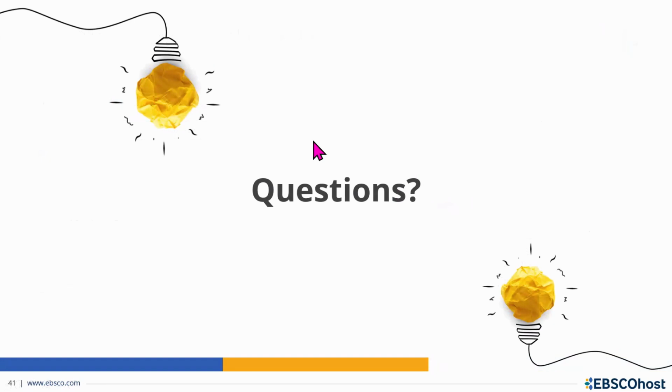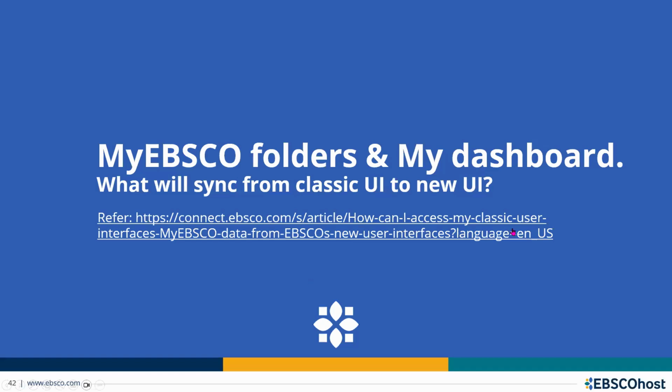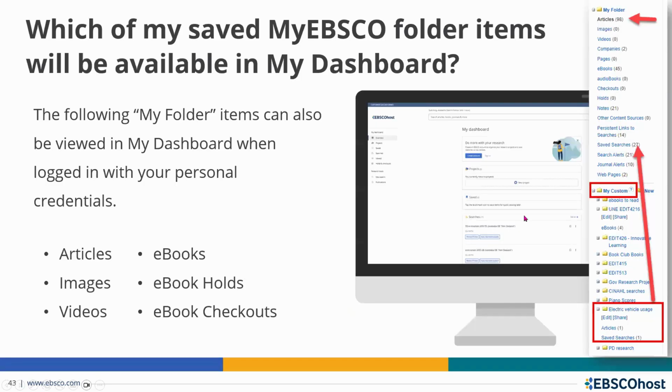Okay, I've had a question about rolling over alerts from the old system. I'm about to talk to you about that now. So I did just sort of throw this in at the last minute, but with the classic version and the new version, this is what you need to know. I've provided a link here, really good information about what will sync and what will not. But basically, in the classic version, you'll have the My Folder section. Items that will sync now include any article records, images, videos, ebooks, ebook holds and ebook checkouts.